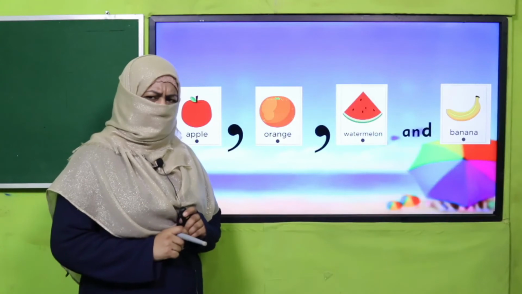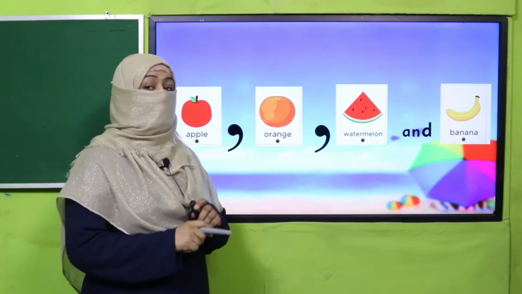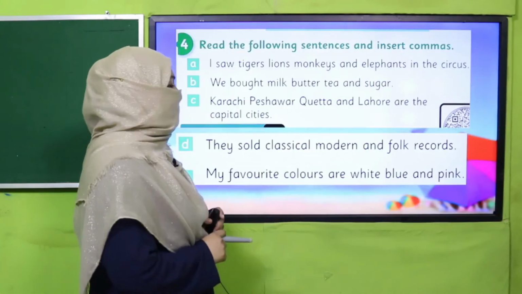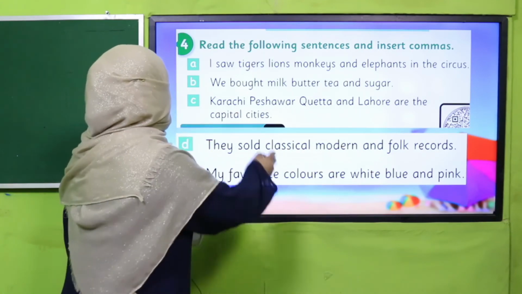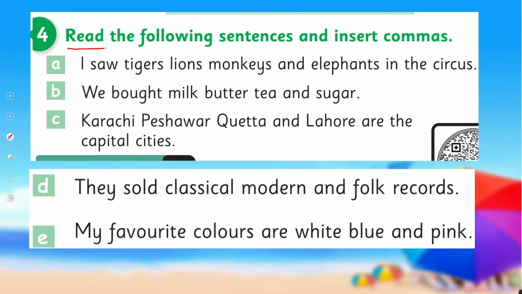Yes, my dear students, are you done with it? Good job. Now all of you settle down on your seats because we are going to practice it from your book. What you are supposed to do: read the following sentences and insert commas. You will read the sentence carefully. Wherever you find a list of naming words, you have to separate them by putting commas. So pause the video, complete this exercise in your book and then come back.